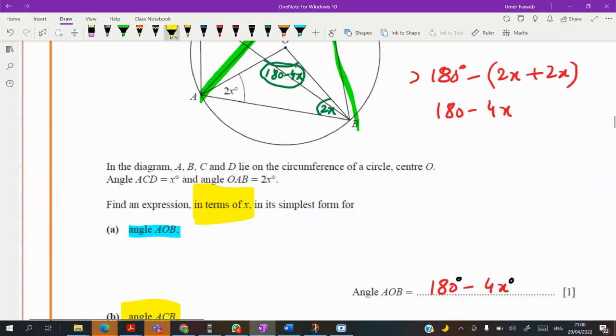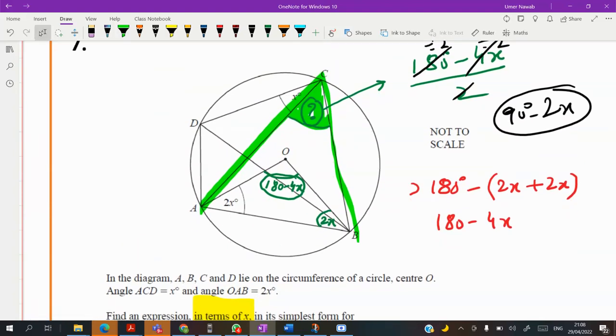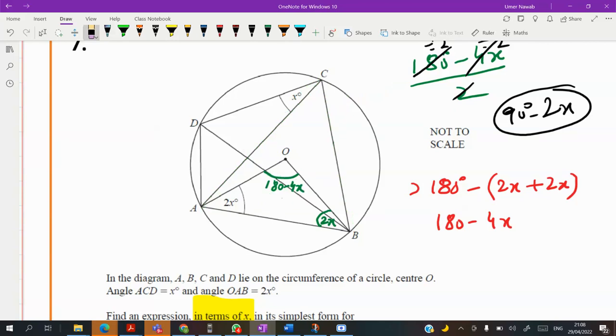Now, angle DAB. DAB. Let me erase 90 minus 2x. DAB.